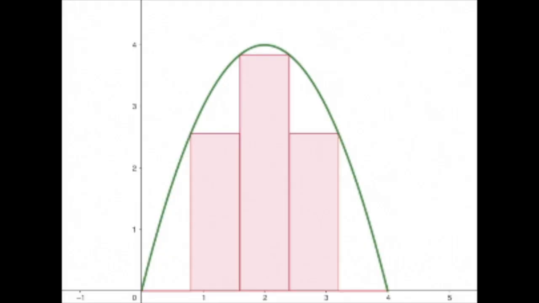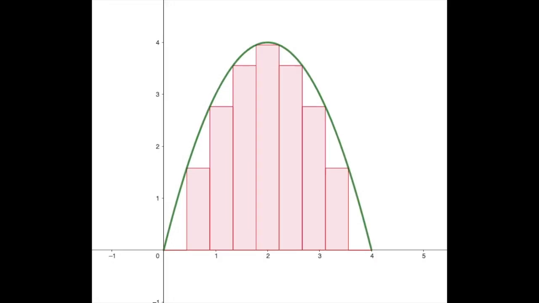Let's start with the Riemann lower sum. GeoGebra constructs one rectangle on each subinterval. The height of each rectangle is chosen as the minimum value of the function on that subinterval. As you can see, every rectangle remains below the graph of the function. Therefore, the total area of these rectangles is less than the exact area under the curve. This is why it is called the lower sum.